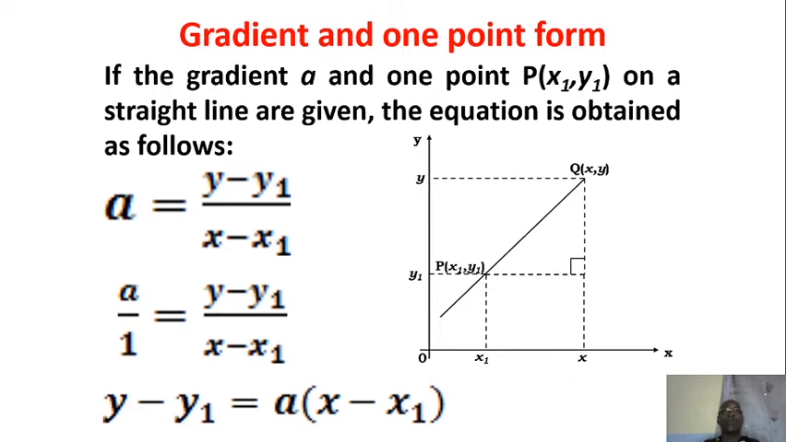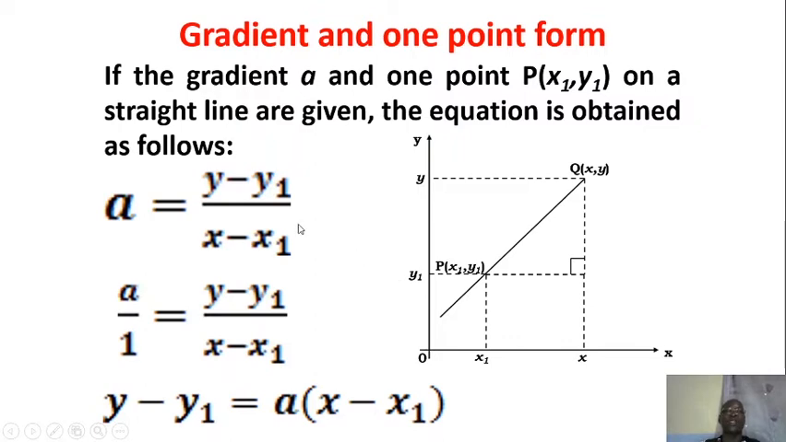Next, gradient and one point form. If the gradient A and one point P, represented by x1, y1, on a straight line are given, the equation is obtained as follows. You can see there is a straight line drawn here. This Q is an arbitrary point, any point on the straight line, it can be anywhere, represented by x, y, but P is a defined point on the straight line, represented by x1, y1. That's the point we are talking about.